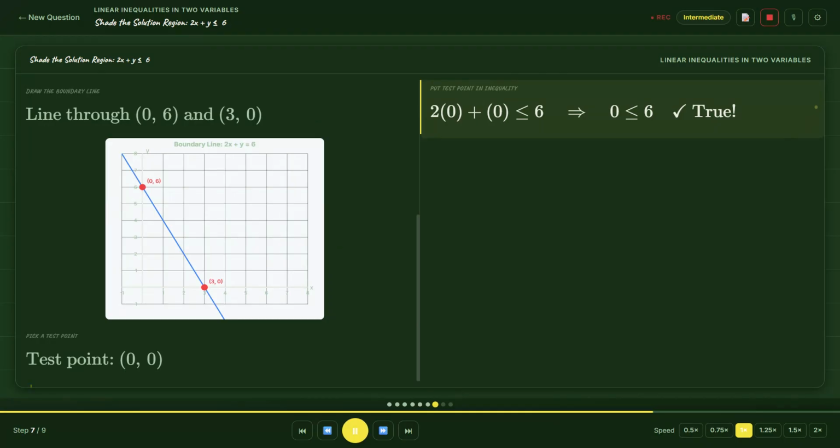Let's put x equals 0 and y equals 0 into our inequality. We get 0 is less than or equal to 6. That is true. So the side of the line that has the point 0, 0 is the side we shade.